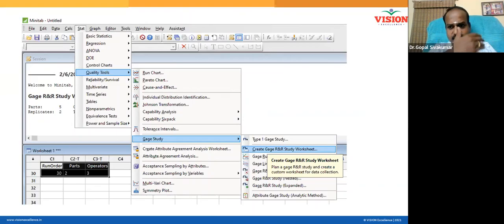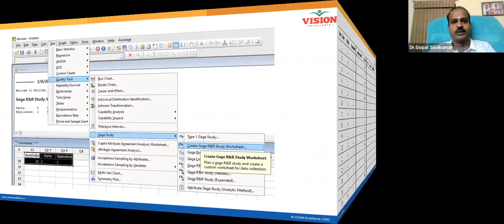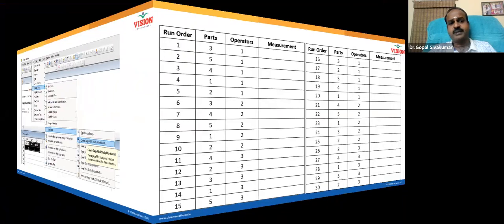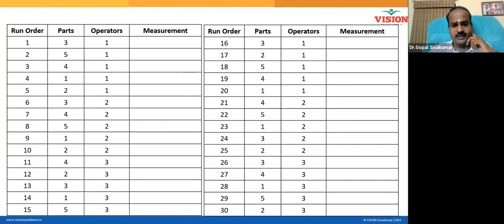This worksheet will guide you on the data collection process, and it will look like this. See here, run order, parts. How many parts are selected here? 1, 2, 3, 4, 5. 5 parts are selected. In my opinion, every time you are doing a gauge R&R study, please take at least 10 parts in the preferred range. How many parts? 10 parts, right? But here it is only 5. And then operator. How many operators are used here? 3 operators. This is based on the real-time situation. If there are 3 operators involved, then involve all the 3. If there are many operators involved, then you can fix according to your choice. You can fix 3 operators or 5 operators.